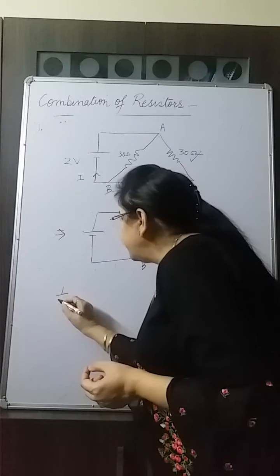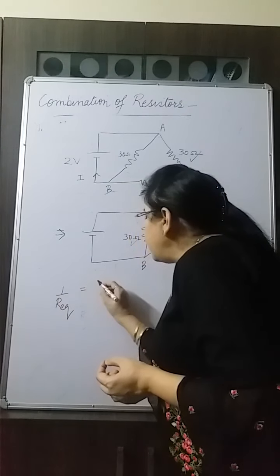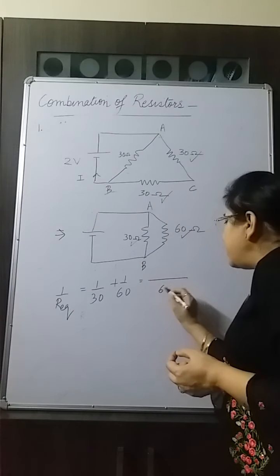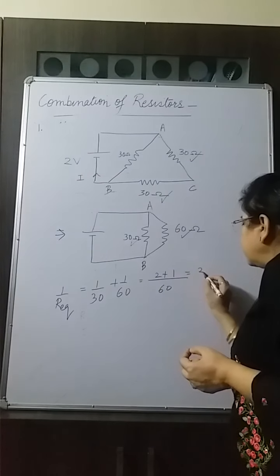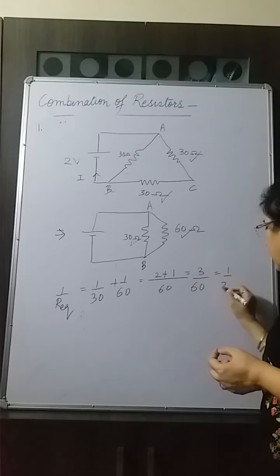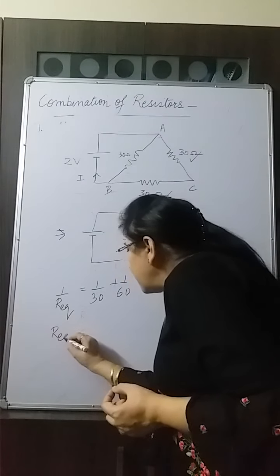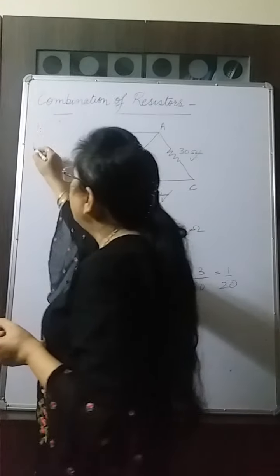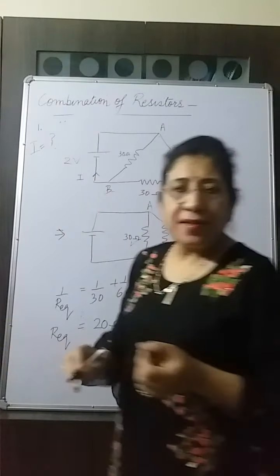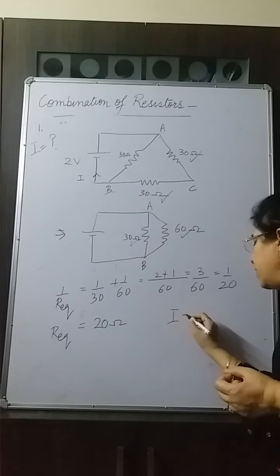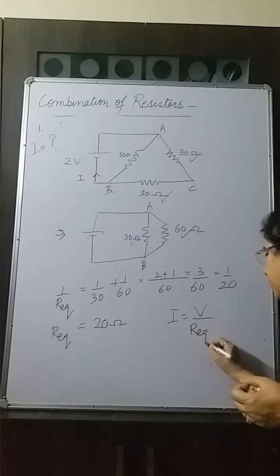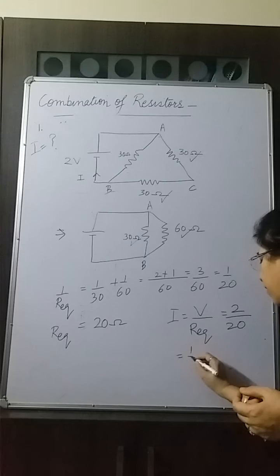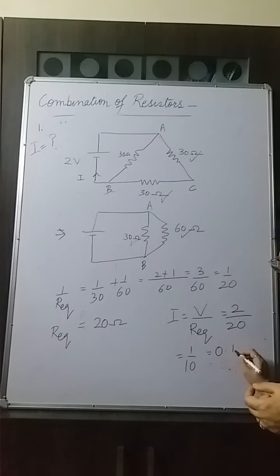Let us calculate. Since it is in parallel, we have 1 by 30 plus 1 by 60. Taking LCM as 60, the equivalent resistance of the circuit becomes 20 ohm. And what do we have to find? We have to find the current in the circuit. The current I is equal to V upon equivalent resistance. So V is 2, divided by 20, we get 1 by 10 equals 0.1 ampere.